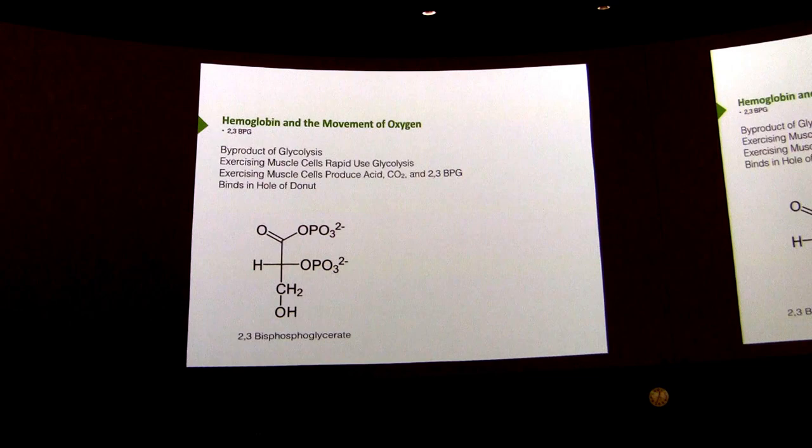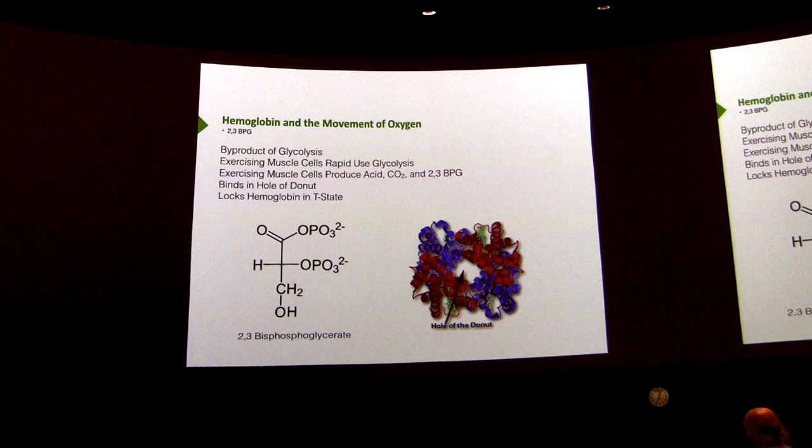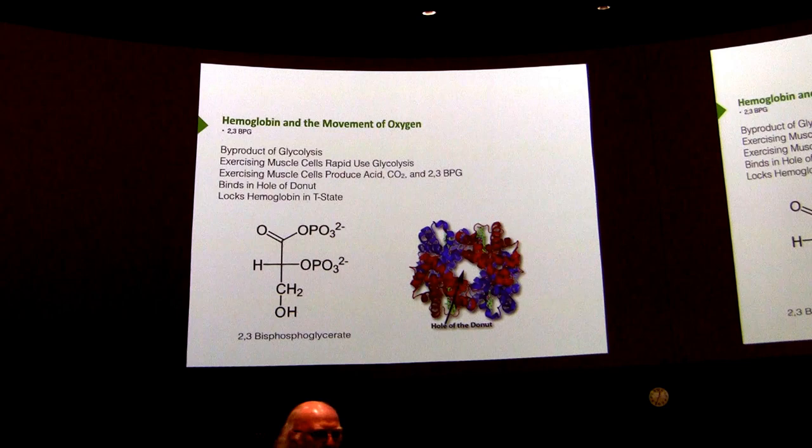Now, 2,3-BPG binds in the hole of the donut that I showed you earlier. And the effect that 2,3-BPG has is it locks hemoglobin in the T state. Remember I said the T state was the state where the hemoglobin wants to let go of all of its oxygen. We're squeezing every drop of oxygen that we can out of hemoglobin. 2,3-BPG is now bound. And more importantly, 2,3-BPG is locking hemoglobin in the T state. We've gone from an R state now to complete T state. Hemoglobin has lost all of its oxygen.